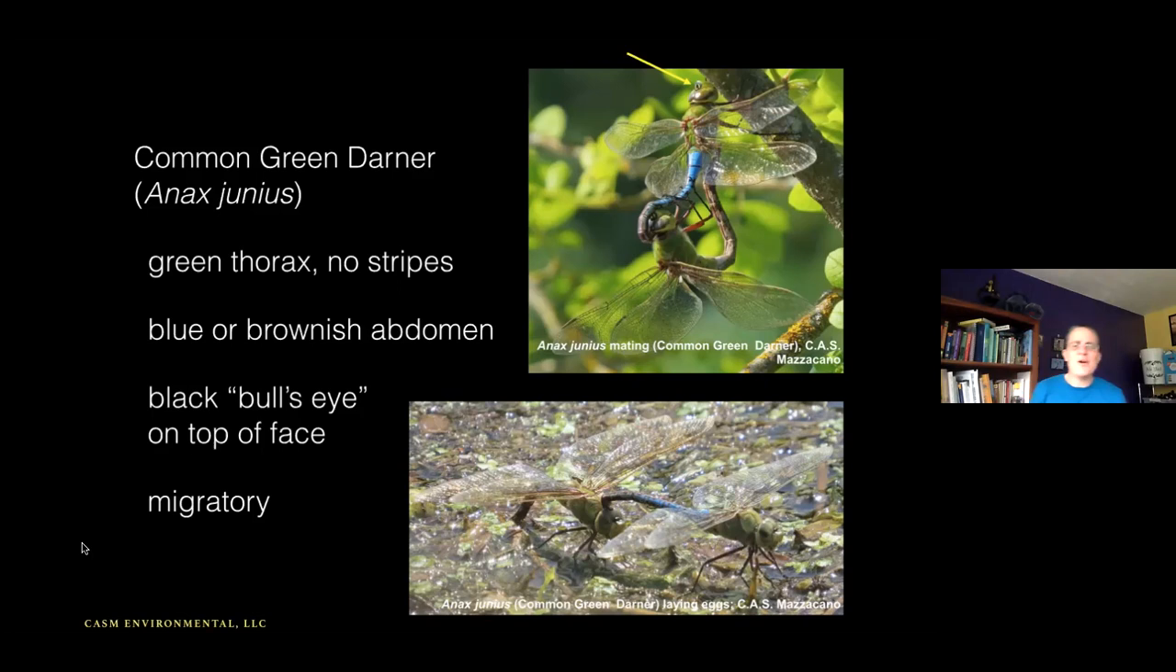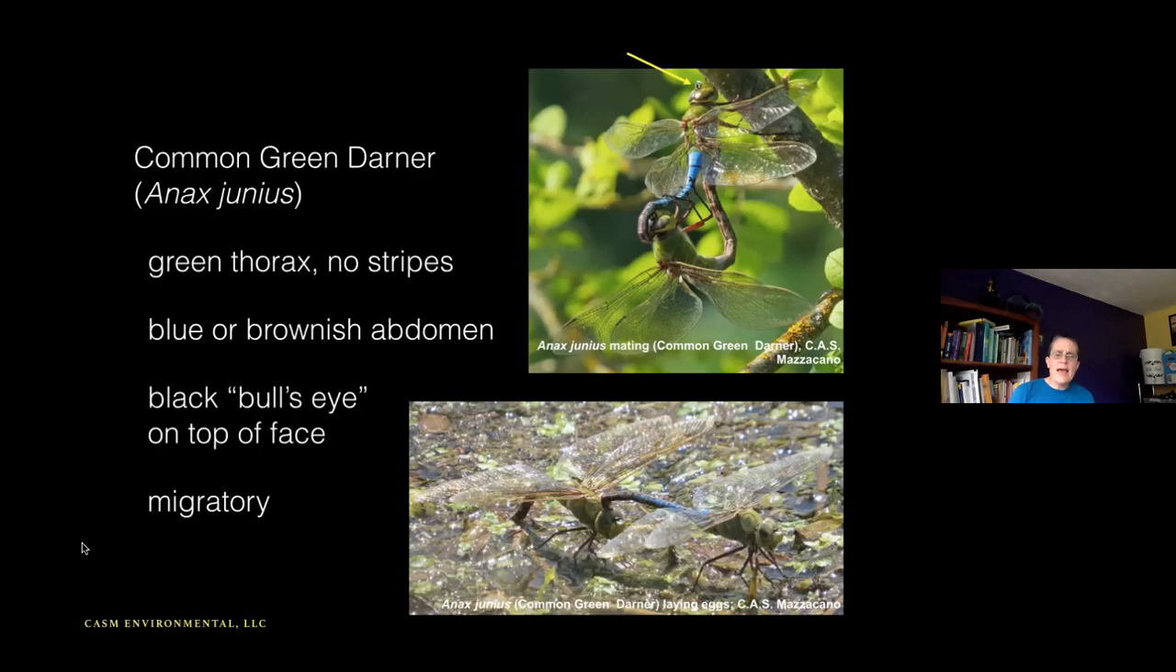So it's really, really diagnostic. And again, just that contrasting lime green thorax and the blue or brown abdomen for a male or a female, it's very easy to see when they're zipping around, even if they don't land. And this is the one species that I said it's a little rarer in dragonflies for the male to keep holding on to the female, but they do lay their eggs. The male keeps holding her.